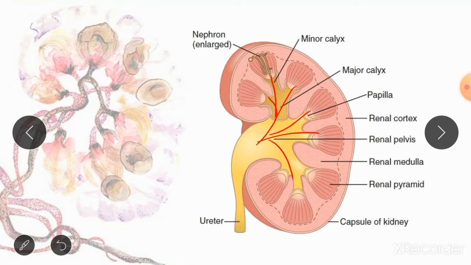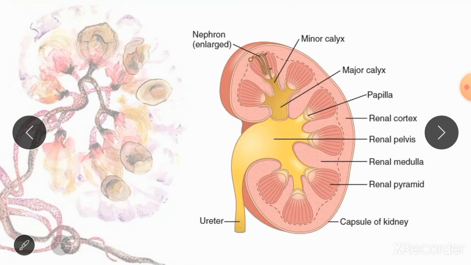and the larger divisions are known as major calyces. Here you can see the major calyces, and the further smaller branches or divisions or the terminal branches are known as minor calyces. So the papilla of the pyramids, they drain into the minor calyces. The minor calyces join together to form major calyces, and the major calyces join together to form the pelvis. And the pelvis then narrows down and exits the kidney in the form of ureter.